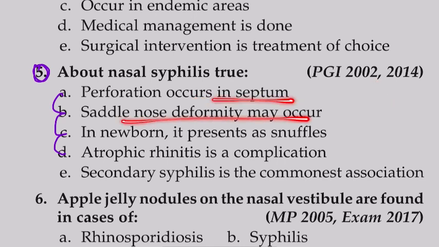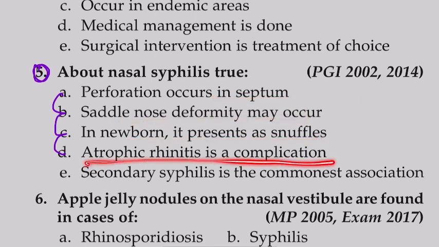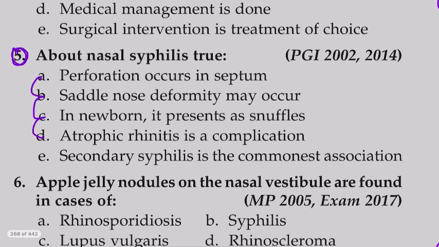Saddle nose deformity may occur. Yes, there may be depression of the dorsum of the nose, right? In the newborn, it presents as snuffles. Yes. Atrophic rhinitis is a complication. Yes, that is right. And is secondary syphilis the commonest association? No. So options A to D are all right answers.